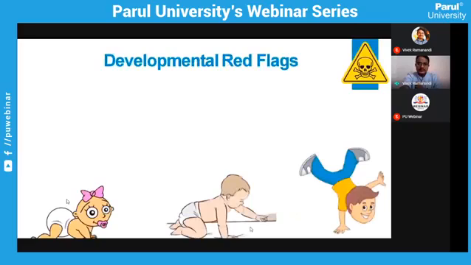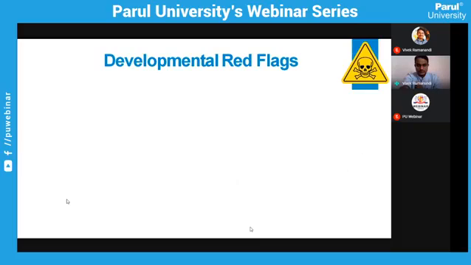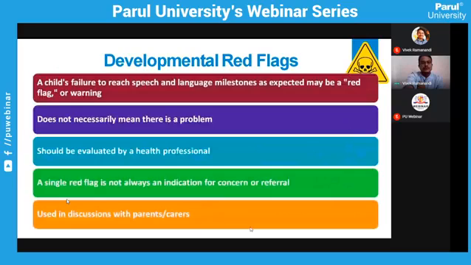What are developmental red flags? They are the most common presentation of developmental disability. It is because of the failure to achieve age-appropriate developmental milestones. The child cannot achieve age-appropriate milestones. We can say that there is a developmental red flag when there is a child's failure to reach speech and language milestones.